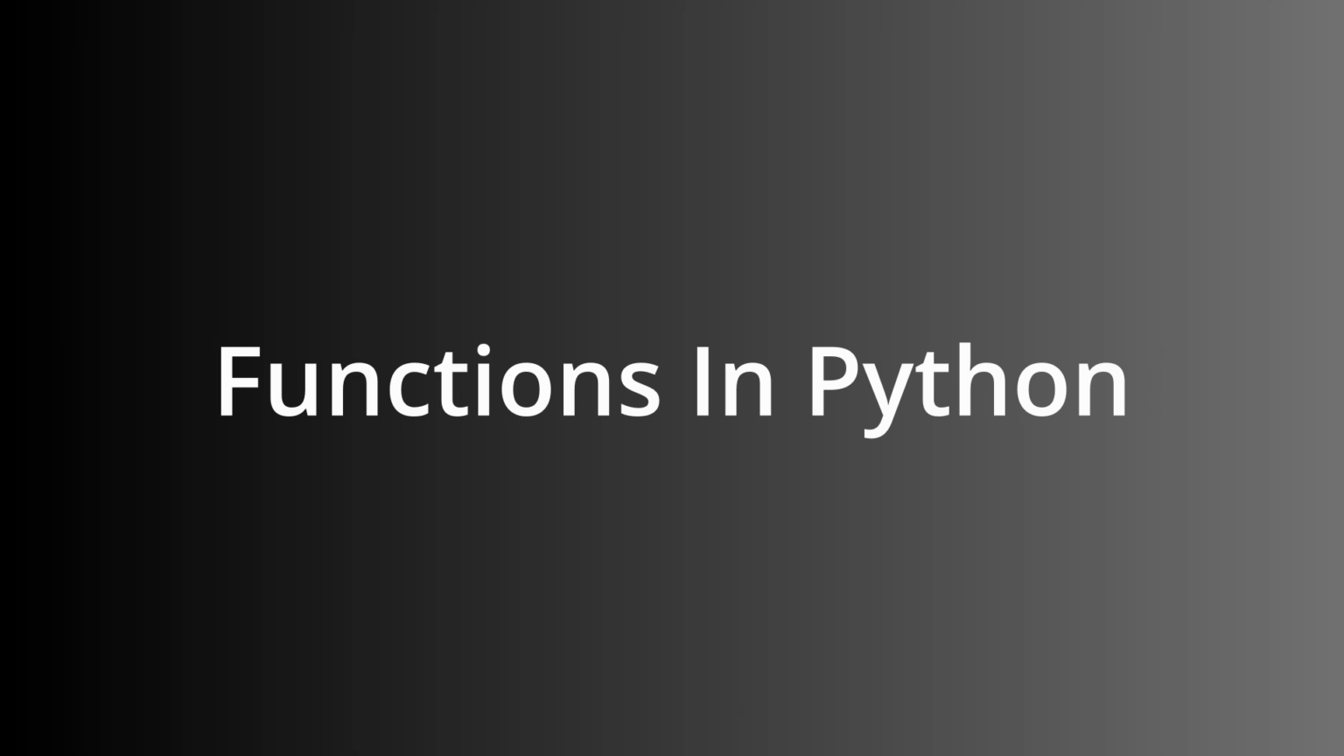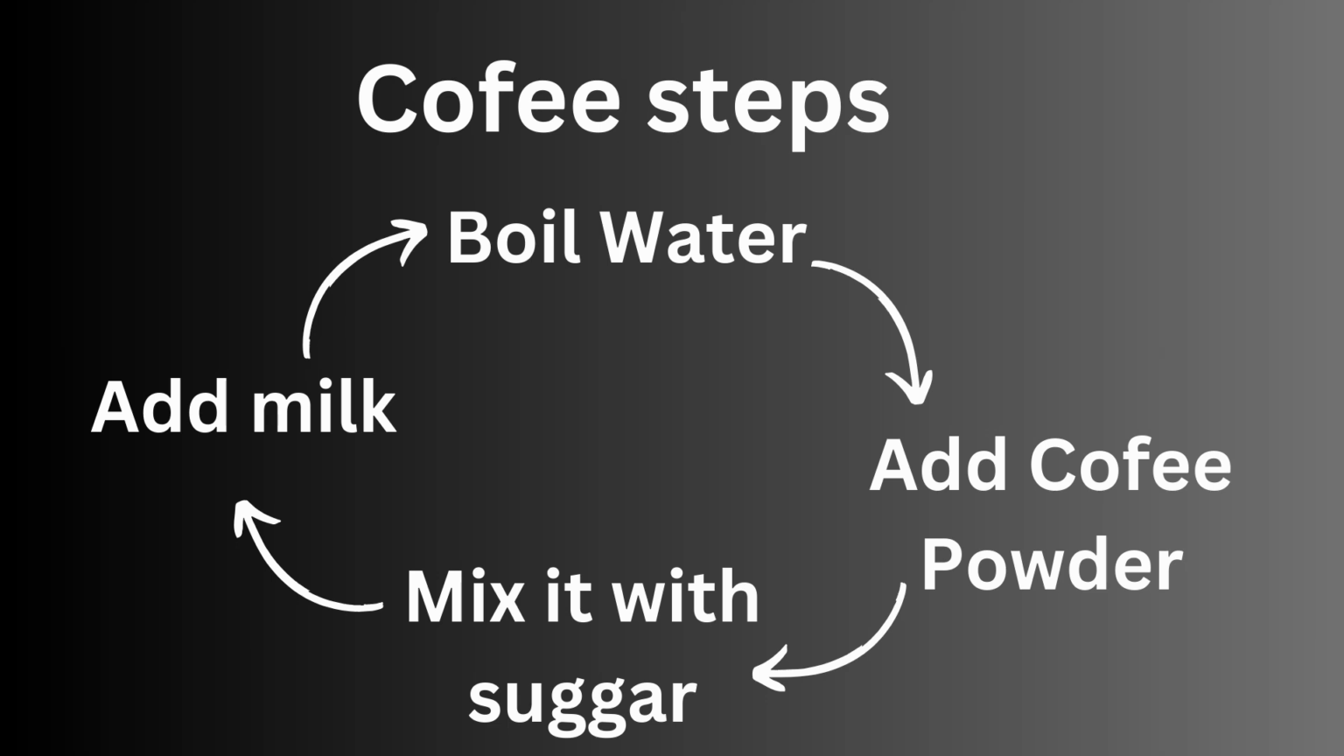Let's see an example. Let's say you regularly go to the kitchen to make a coffee. Every time you boil water, add coffee powder, and mix it with sugar and milk. You perform this task repeatedly whenever you want coffee. But you do the same steps every time. Wouldn't it be easy if you could just say, make me a coffee, and the process happened automatically? This is where the concept of functions comes in.